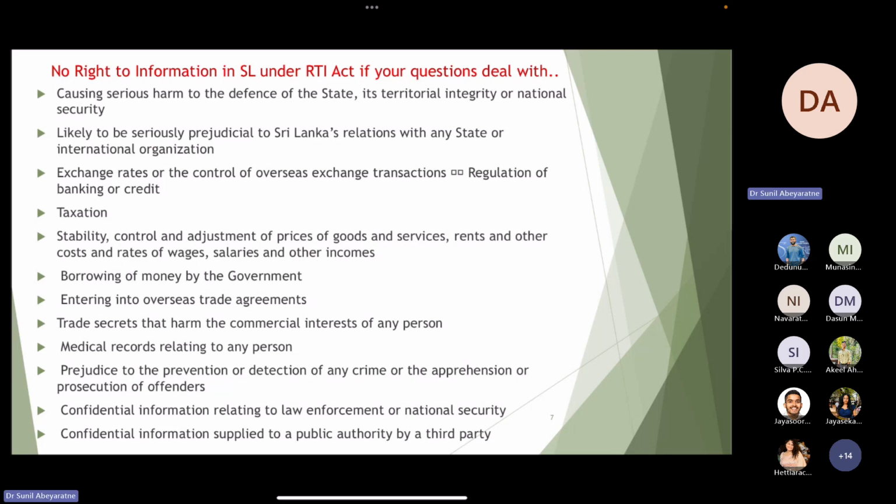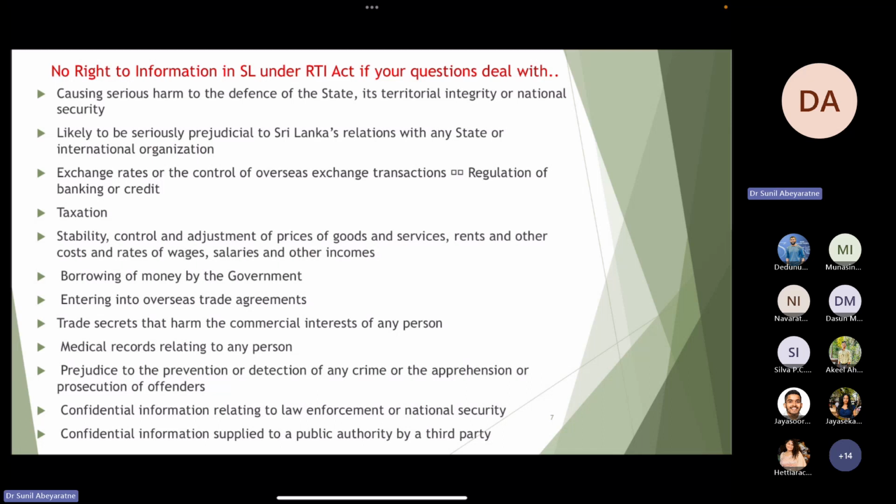Now, when you look at the right to information law in Sri Lanka, we have the Right to Information Act. There are some subject matters where you can't apply this Act. Let's see what these subjects are. First, information that causes serious harm to the defense of the state, its territorial integrity or national security. You are not entitled to get such information from public authorities. If getting this information may cause serious harm to the defense of the state, its territorial integrity or national security, then the authority can refuse to give it. Though it's public information, they will say no, we will not give this information because it comes under this first category.